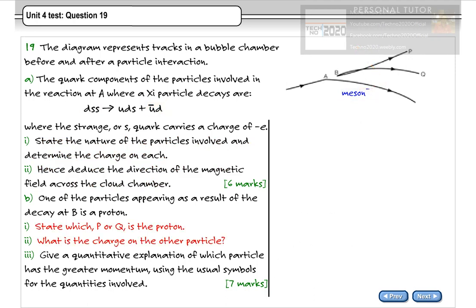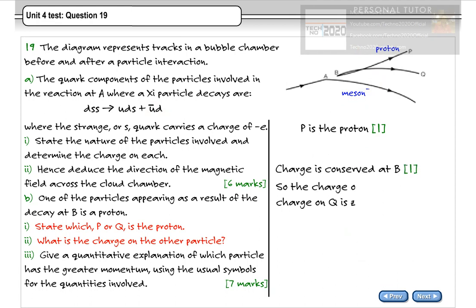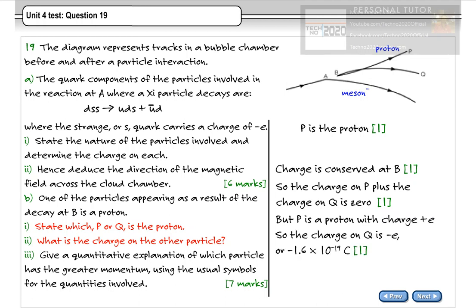In the first part of part B, the proton is P. You are not asked to explain this, but P is the proton because charge is conserved at B, and we already know that the curved path from A is a negatively charged meson, so the charge on particle Q must also be negative.